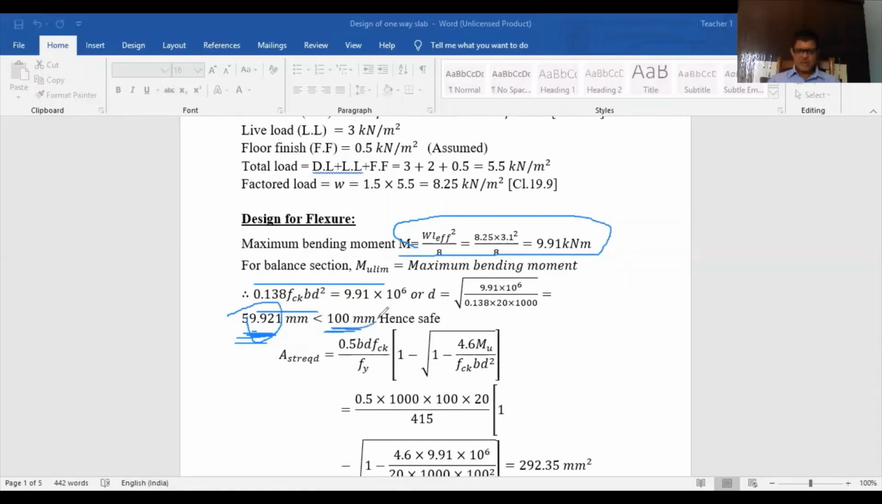Now the provided thickness is 100, so calculate Ast required. Like the problem we have already solved in case of beams. Only thing, the b value will be taken as 1000 here. The b value is 1000. Other values remain the same, the d value, then mu, all the things. But b, the width, will be equal to 1000. So taking b equal to 1000, calculate this area of steel.